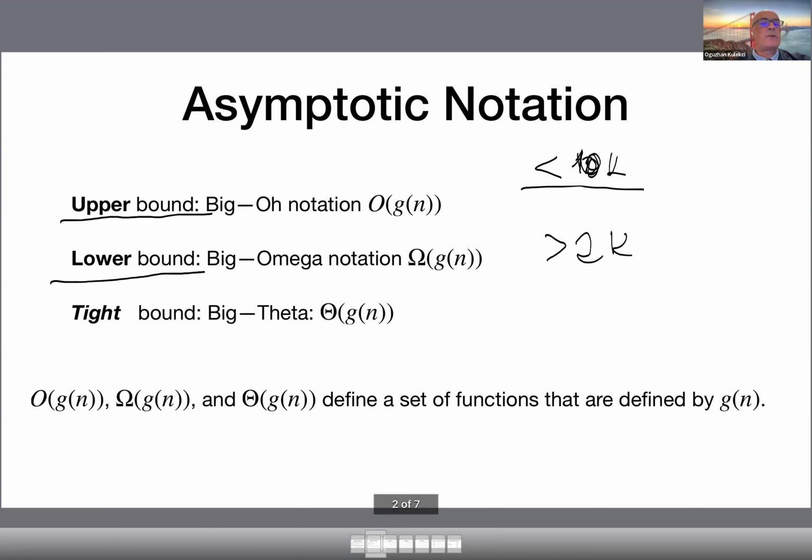For the upper bound, when we talk about the algorithms, we will be using the big O notation. We will see what it is very soon. And for the lower bound, we will be using the big omega notation.